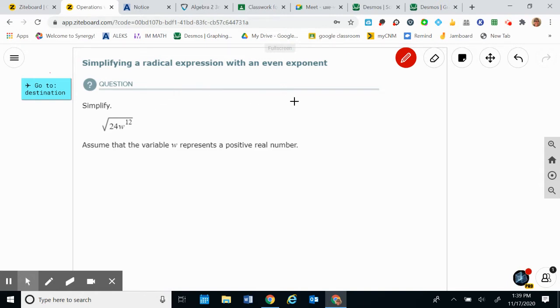If you remember back in the day, we broke up numbers like 24. We asked ourselves, is there any perfect square that goes into 24? Remember, perfect squares: 1, 4, 9, 16, 25, 36, 49, 64, 81. These are the beginning ones, 100, 121, 144, and onward.